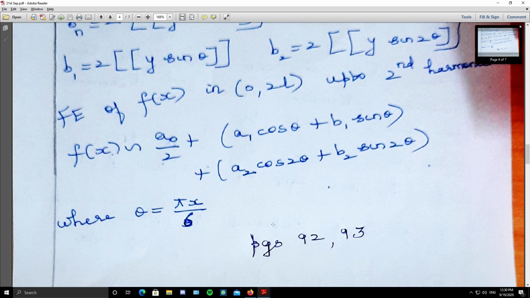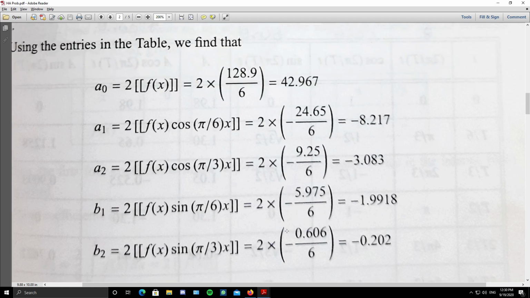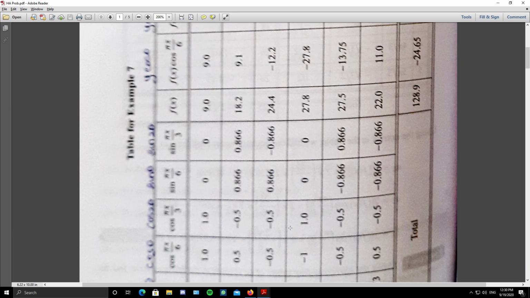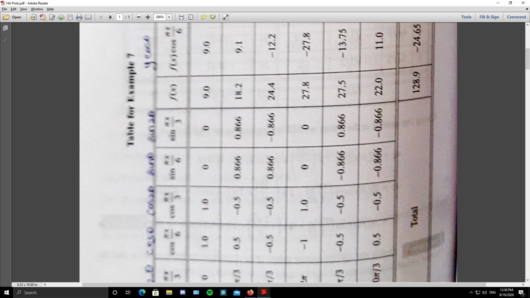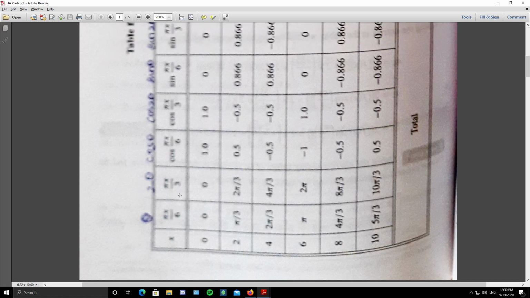Now we will form the table. So here you have x, what is theta, pi x by 6, and you have to find up to the second harmonic, so you need 2 theta also. Whenever you have 0 to L type, you should define theta. Theta is pi x by 6. What is 2 theta? Pi x by 3.